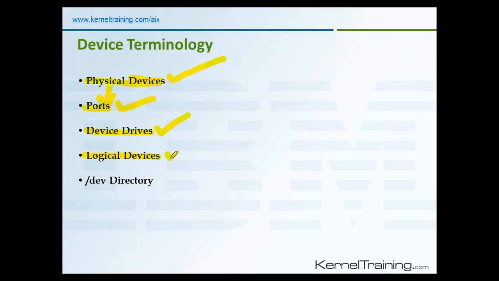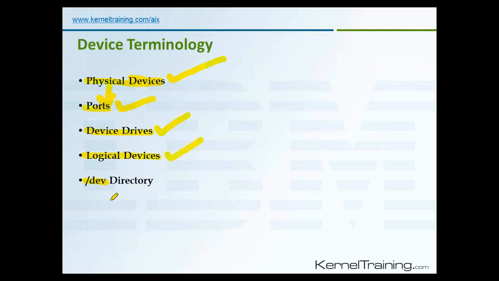So this is how it happens. Physical device is connected to port, device driver is loaded, and a logical name is given to it. Finally, all these logical names are going to be stored in the /dev directory. If you go into the /dev directory and list out the contents, you'll see all the devices which are currently connected to your machine.